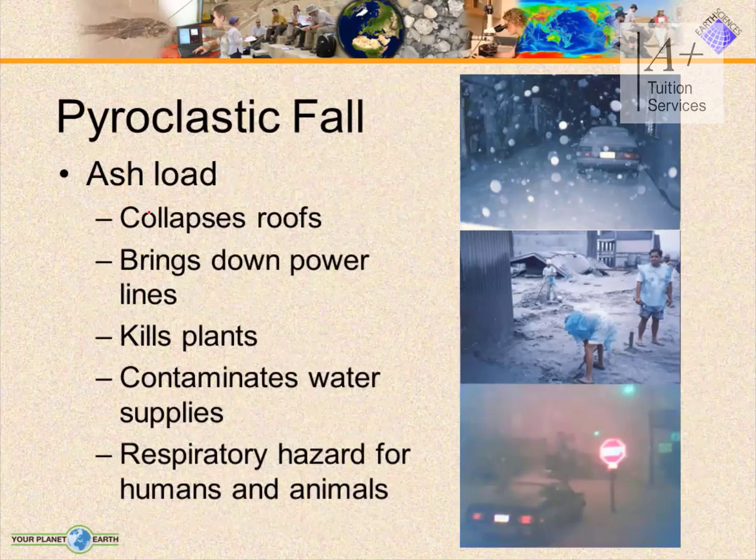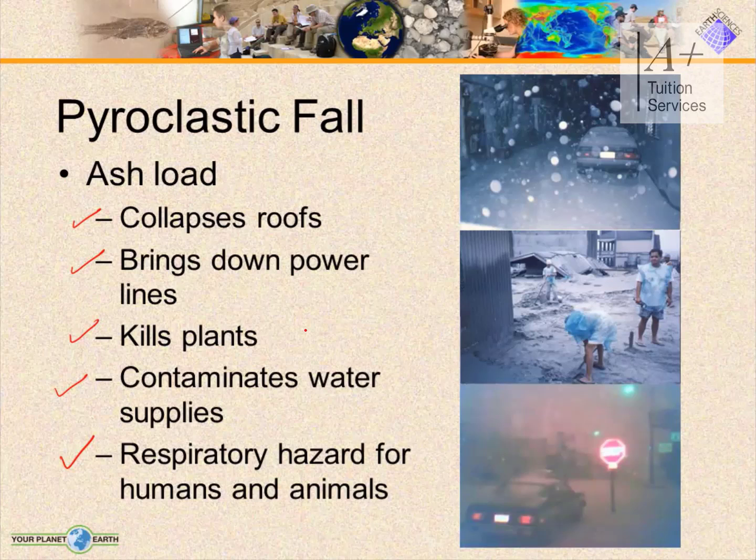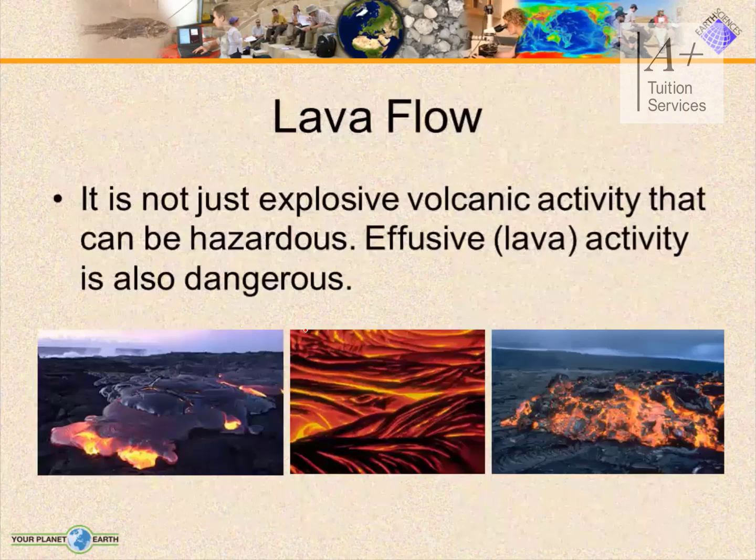We have the ash load. It collapses roofs, it brings down power lines, it kills plants, contaminates water supply, and causes respiratory hazards for animals and humans. Okay? When we say contaminate water, think about all this toxic material going into your water supply and entering your water tables. It will cause death, and days and weeks and even months after a volcano, we still can't use any of the facilities available.